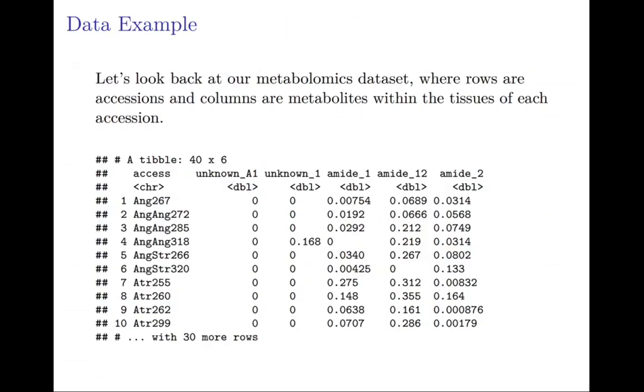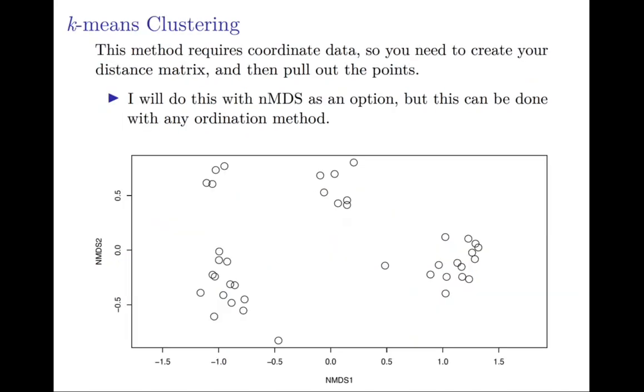So let's look at a data example. We're going to go back to our metabolomics data set, where rows are the accessions and columns are the metabolite data within tissues of each accession. The first column is our accession, and then each column after that is a known metabolite or an unknown metabolite, as you see in the first column. This and all of the other clustering methods we're going to be talking about require coordinate data. So you need to create your distance matrix and then pull out your points, so you actually have coordinates if your data aren't in coordinate form to begin with.